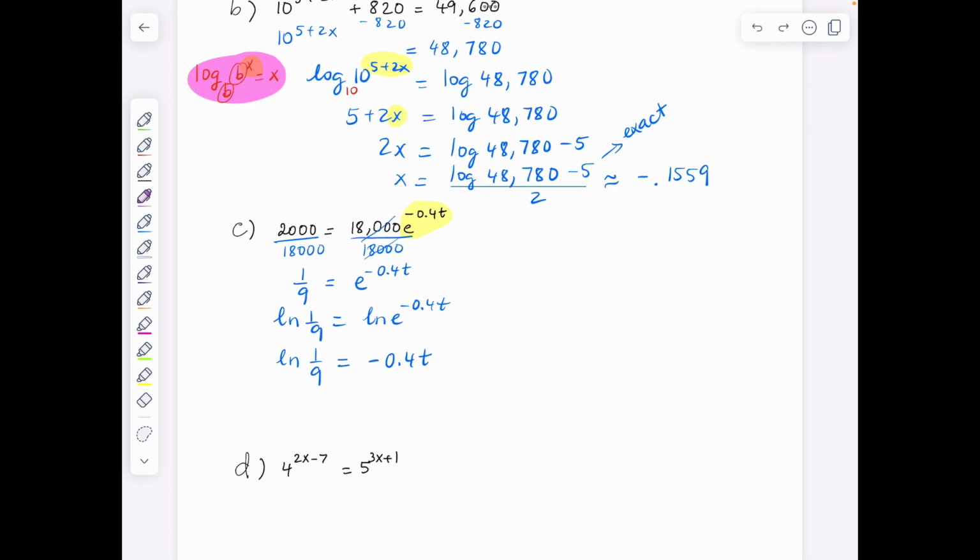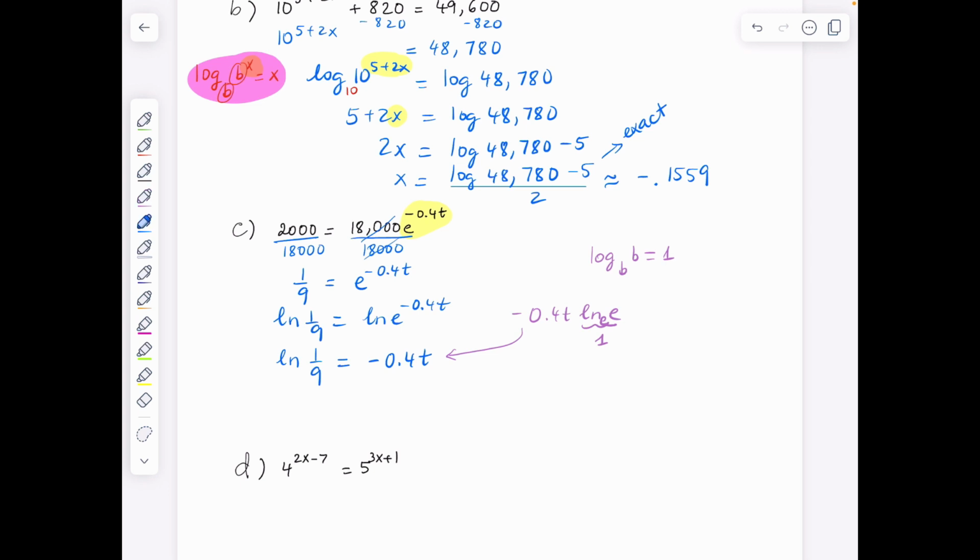Alternately, you could also use the power property, move this to the front, so that will be negative 0.4t times ln e. And ln e is equal to 1. Again, this is one of the basic properties, and that is, if you have log base b of b, that will equal 1. And as you can see, in the natural log, the base is e. So e and e match, therefore it's equal to 1. So that will leave you with just negative 0.4t, and that's what we got right here.